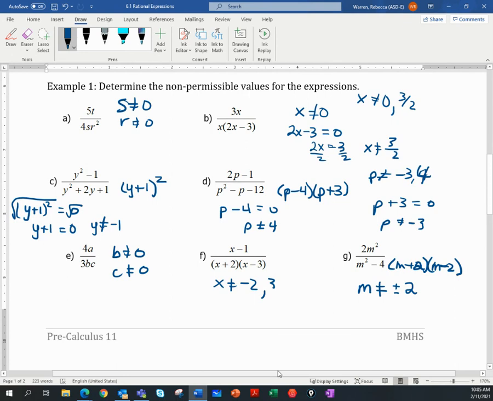So it's just anything that makes that denominator 0. So you take whatever the denominator is, you make it equal to 0, and you solve. And in most cases, you will have to factor first. So you'll take that denominator, factor it, and make any brackets that you have equal to 0 and solve for all variables. And that's it. That's all.